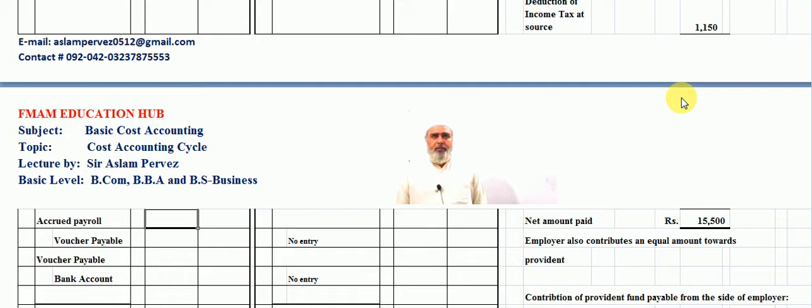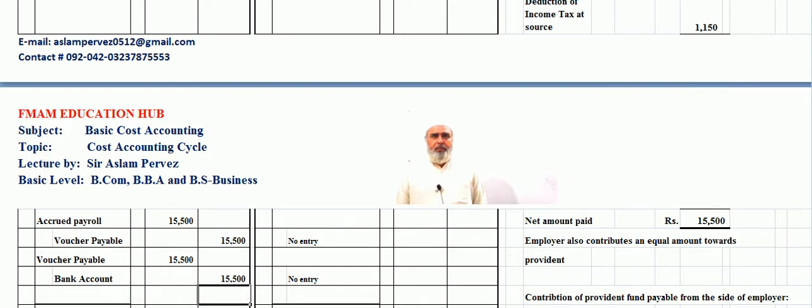Now at the time of preparation of voucher payable, accrued payroll is debited 15,500 rupees and voucher payable is credited 15,500 rupees here. Now, at the time of payment made, the voucher payable is debited 15,500 rupees and the bank account is credited 15,500 rupees here. Students, the payment is made to the factory's employees in the form of direct labor and indirect labor cost here.